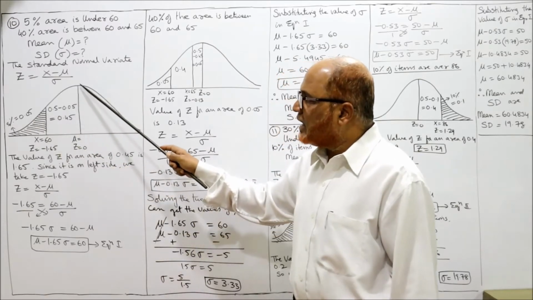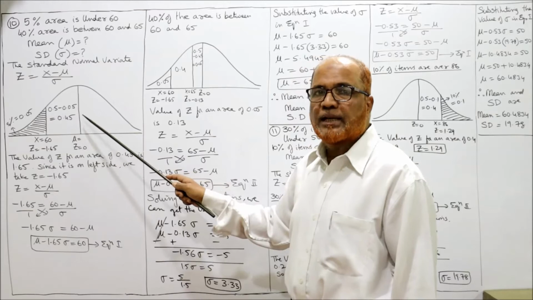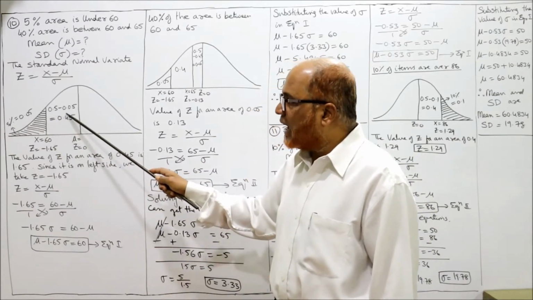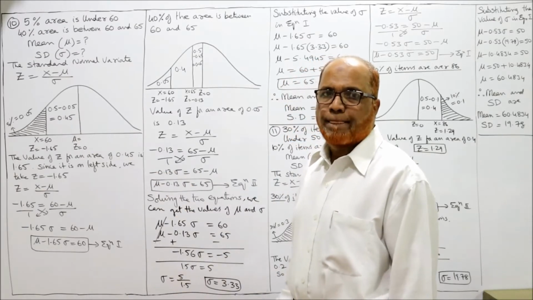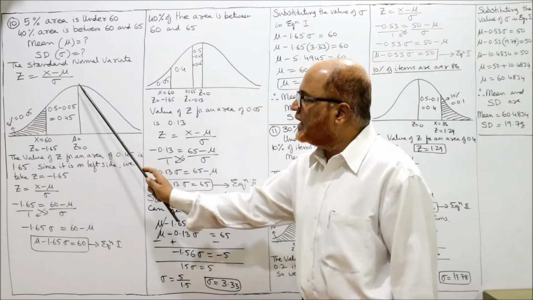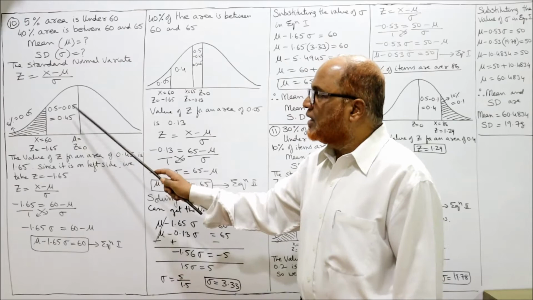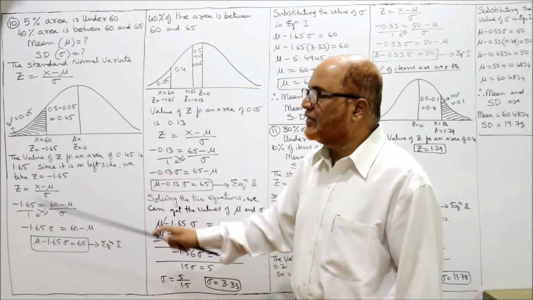The total area from the middle of this curve is 50%, 0.5. So 0.5 minus 0.05, the unshaded area will become 0.45. 5% shaded area, so 45% unshaded area. Total area from the middle is 50%, right? So 0.45. Now with the help of this area, we can find the z value.